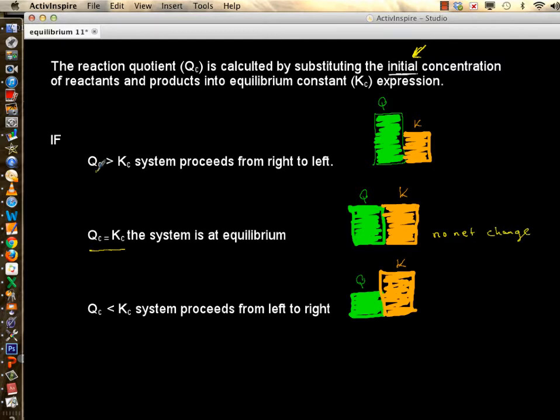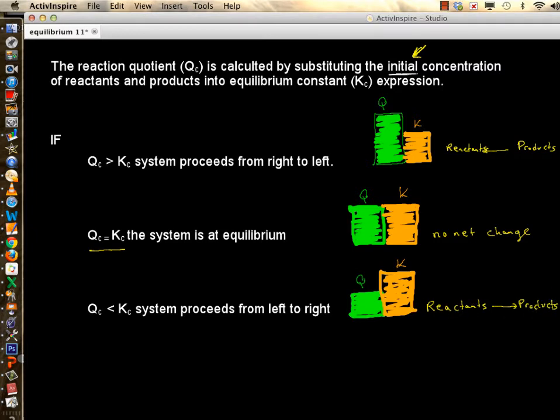Now, if Q happens to be bigger than Kc, you have to come back from right to left. So you are going from products toward reactants in order to reach equilibrium. The last case is if Q is less than Kc, as you calculate plugging in initial concentrations, that means you are going toward products. You are going from reactants toward products. So the system is not at equilibrium and you are going in that direction.